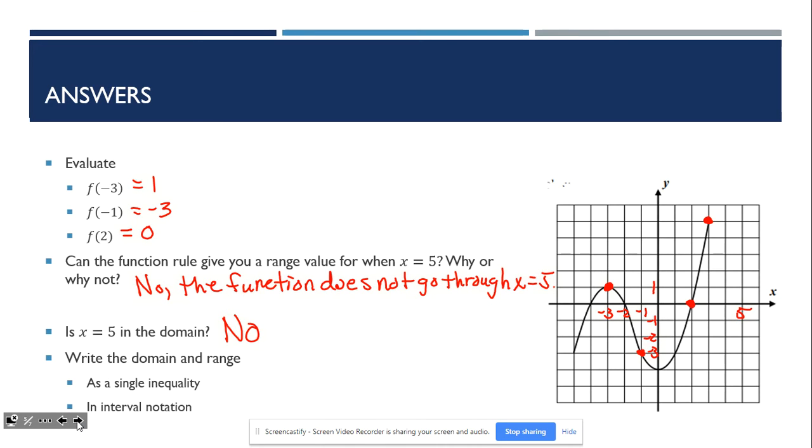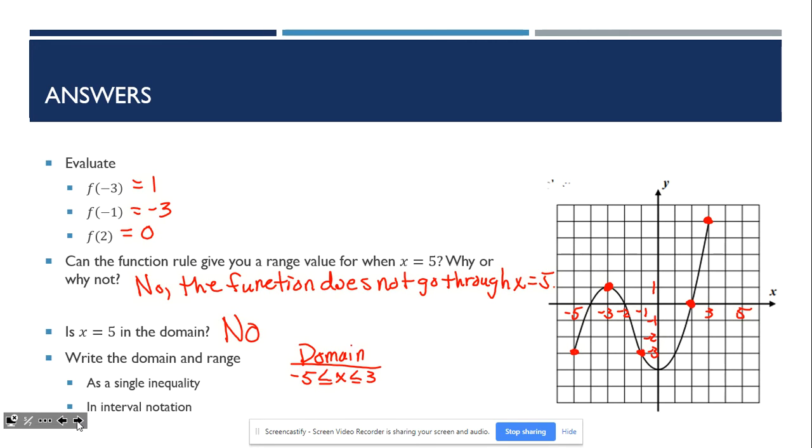Let's write our domain and range as a single inequality and in interval notation. So let's start with the domain. As a single inequality means that since we stop at places here, we're going to have a compound inequality. So this goes as far out as -5, and it goes as far up to x equals 3. That's my domain. So -5 is less than or equal to x, which is less than or equal to 3. I want to include those both because they are included in the function.